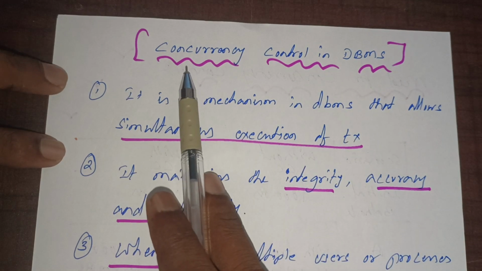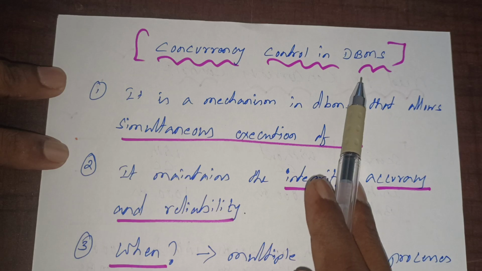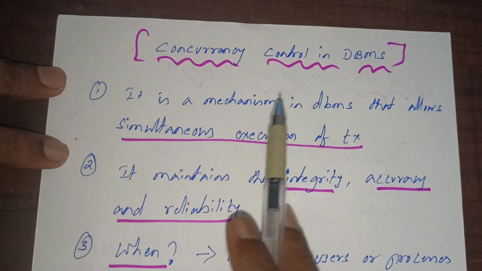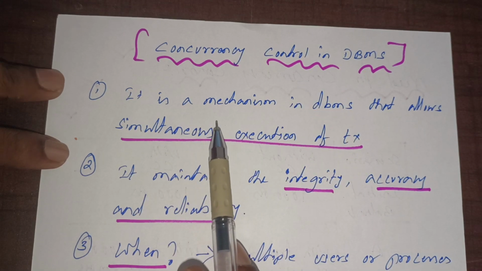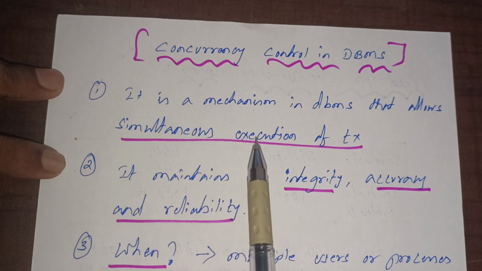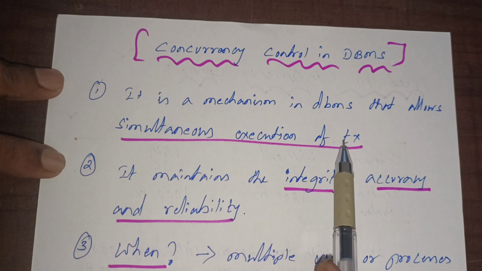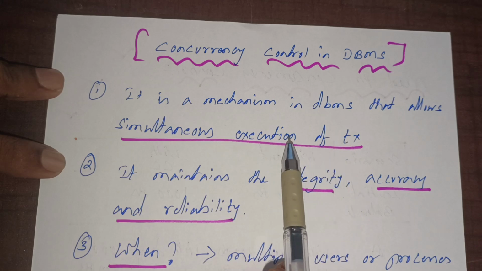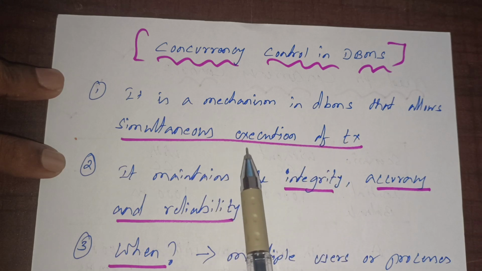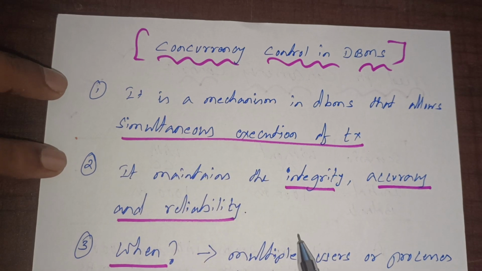Today I am going to explain to you all about what concurrency control is in a database management system, with a fine example. Basically, concurrency control is a mechanism in a database management system, and it allows simultaneous execution of a transaction with the existing one and the proposed one. This execution happens while maintaining the ACID properties, right?